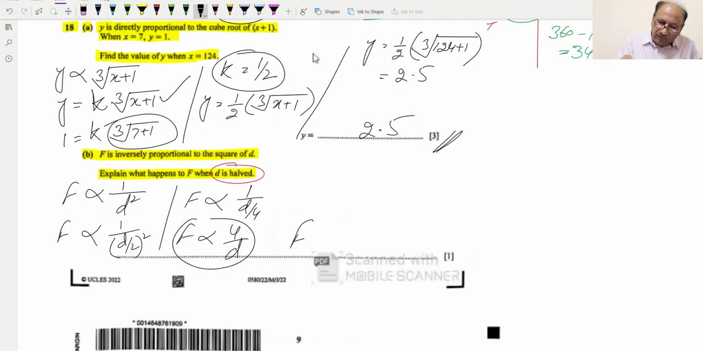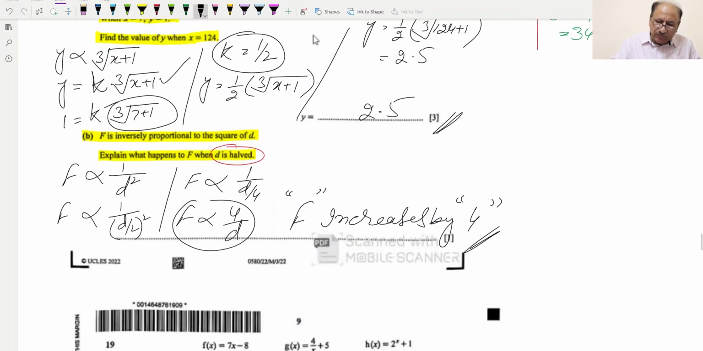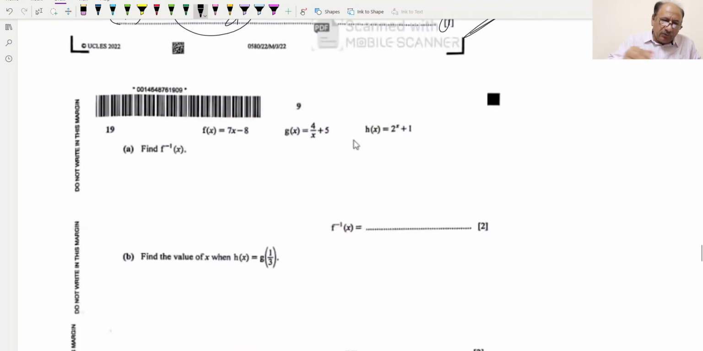So we write f increases by 4. So this is a 1-mark question statement. The rest I have explained to you. Hopefully you understood this. Now question number 19 is a functions question.